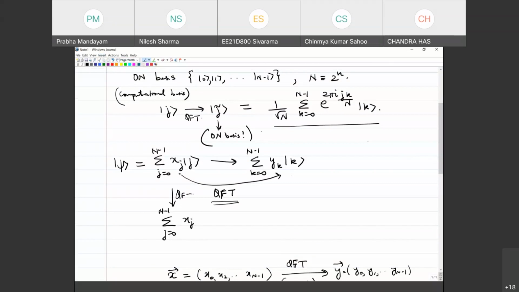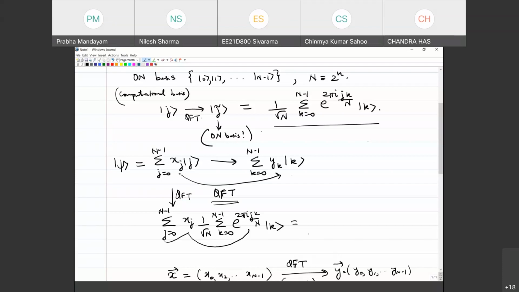Where j tilde is now 1 over square root n, sum over k going from 0 to n minus 1. You see, I'm writing down j tilde also in the same basis. And now this xj with this is what I'm calling now yk. Do you understand?